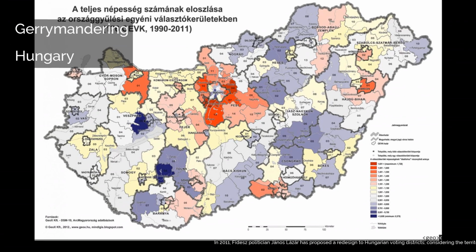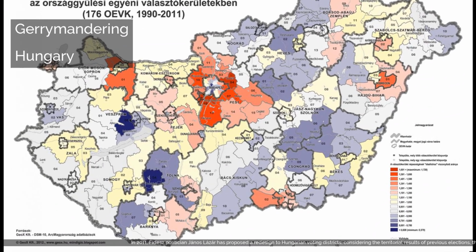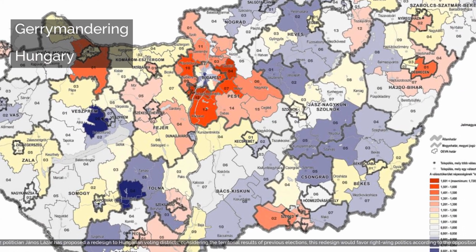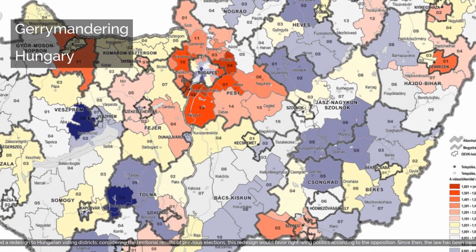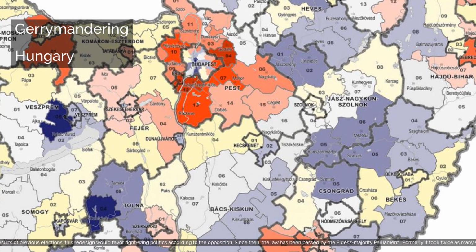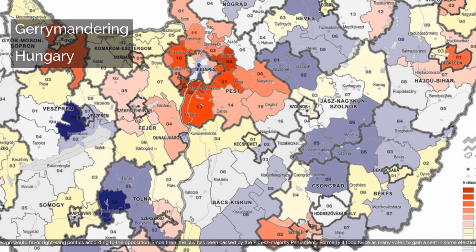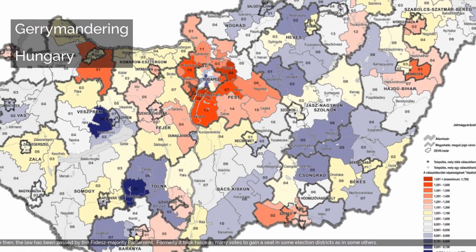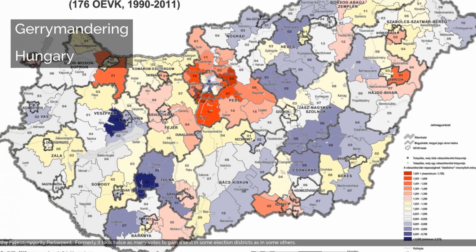In 2011, Fidesz politician János Lázár proposed a redesign to Hungarian voting districts. Considering the territorial results of previous elections, this redesign would favor right-wing politics according to the opposition. Since then, the law has been passed by the Fidesz majority parliament. Formerly it took twice as many votes to gain a seat in some election districts as in some others.